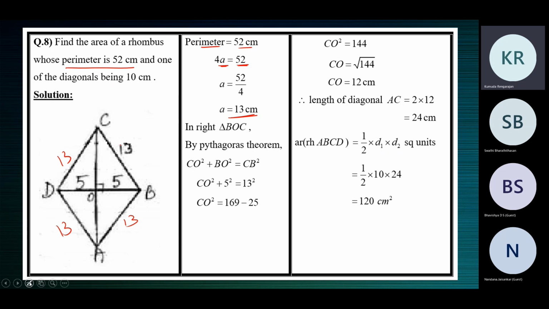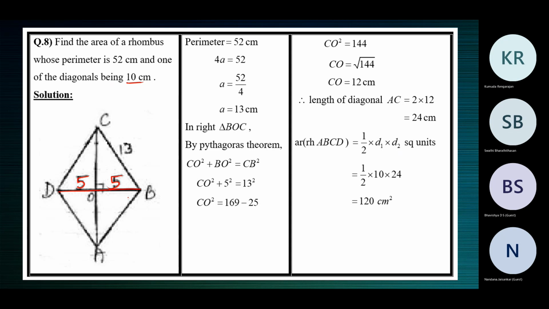Okay, so that's the first part. Now, we know that the length of one diagonal is 10 centimeters. So I've taken the shorter diagonal as 10 centimeters. Since the diagonals bisect each other, 5 here and 5 here, that is DO is 5 centimeters, BO is 5 centimeters. Now we apply Pythagoras theorem in this right triangle BOC, and we find the length of CO.